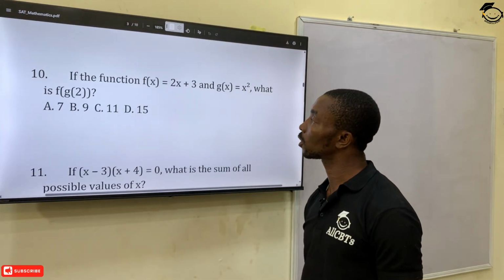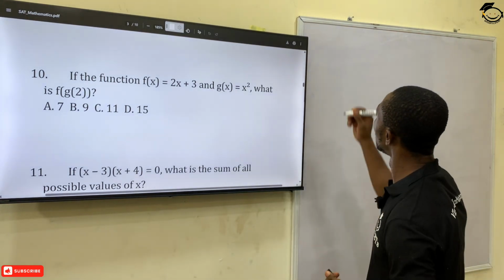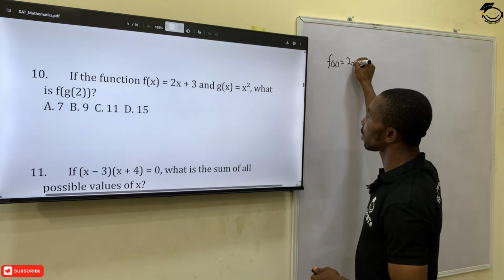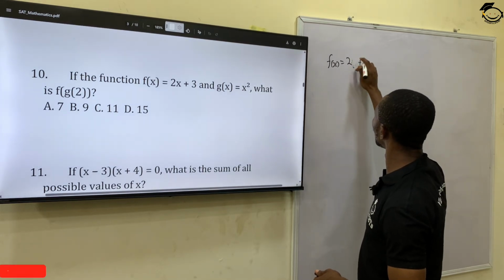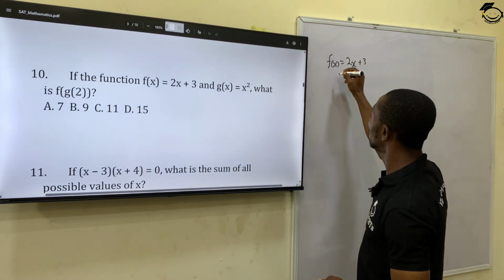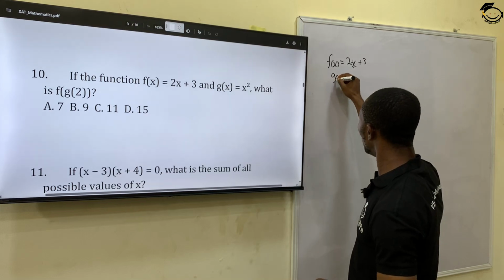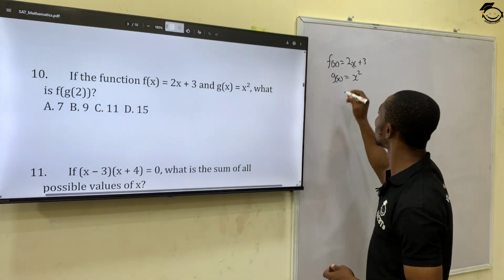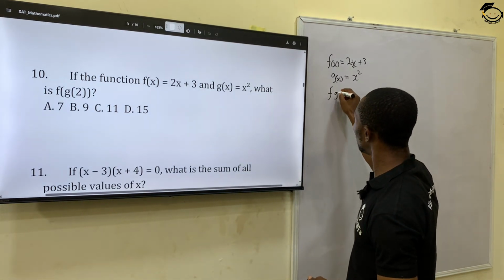If the function f(x) equals 2x plus 3 and g(x) equals x squared, what is f(g(2))?